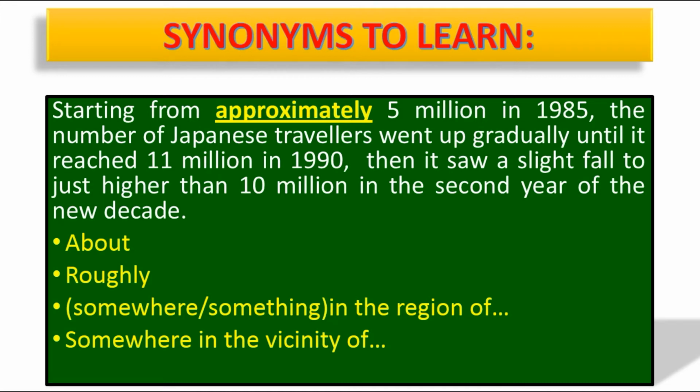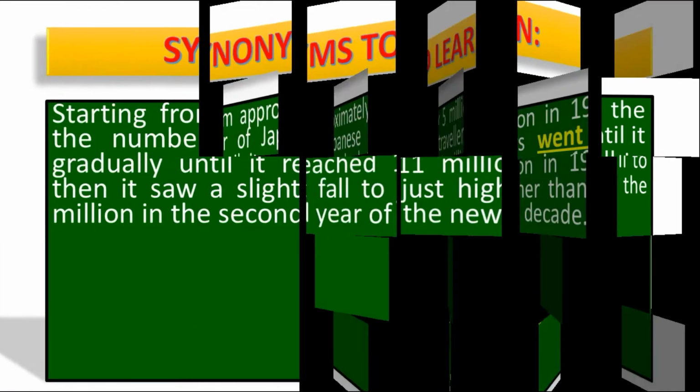Let me give you one example. Now I am going to change "approximately" with the structure "somewhere in the region of." Starting from somewhere in the region of 5 million in 1985, the number of Japanese travelers went up gradually until it reached 11 million in 1990. Have you learned how to change this word with its synonym? Very good. Now let's turn to the next synonym.